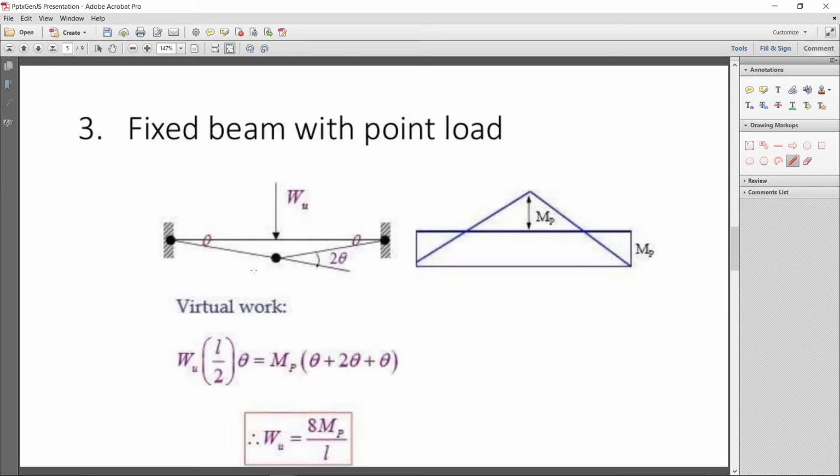Now take another example, fixed beam with the point load by virtual work. In this example, the load is applied at the center. Okay, you can simply write omega into L by 2 into theta, that is the external work done, and for the internal work done, definitely plastic hinges will form at this location, this location, this location. The internal work is Mp into theta plus 2 theta plus theta. You will get omega equal to 8 Mp over L. That is the collapse load for a fixed ended beam with the point load at the center.